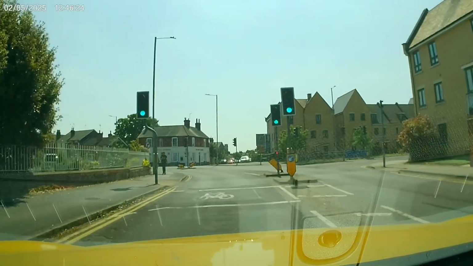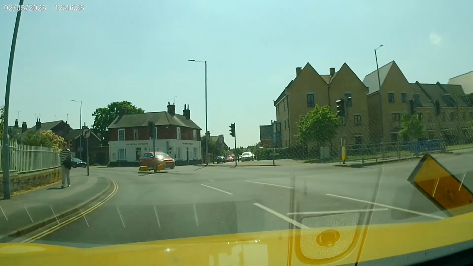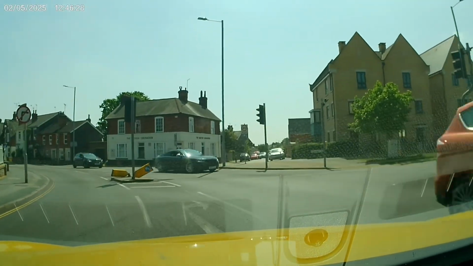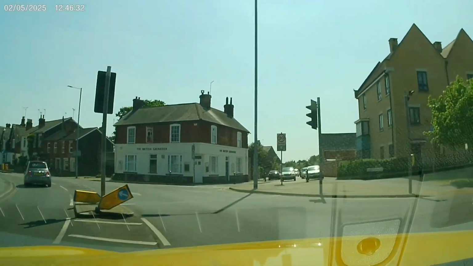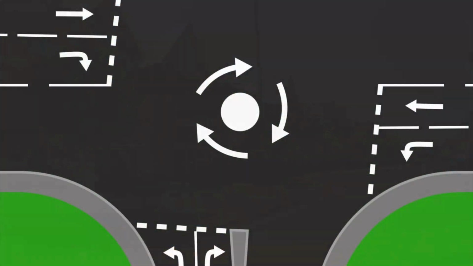Now here I'm taking a right turn at the lights. I haven't got a lane as such here, but just a little box for me to sit in, which then allows the cars to pass me on the left-hand side while I'm waiting to make my right turn.